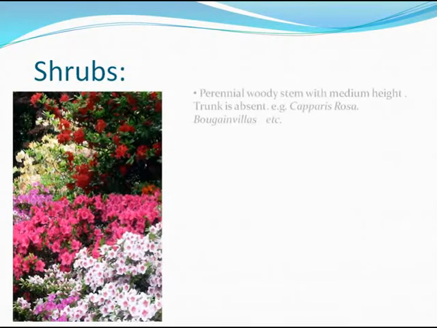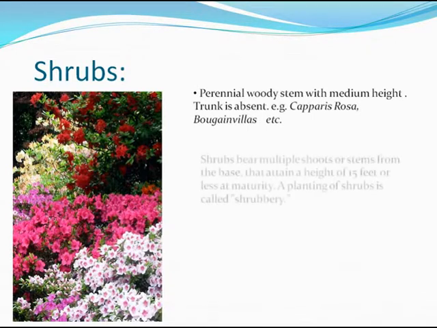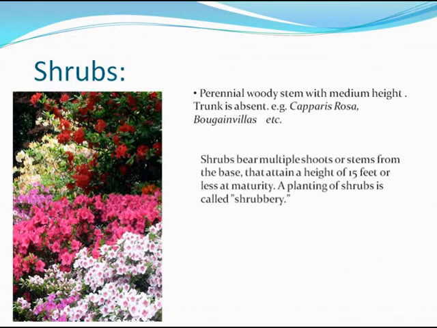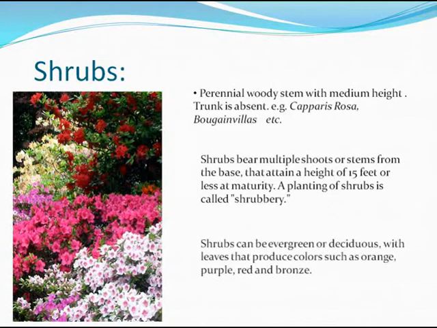Coming to shrubs. They are perennial woody stems with medium height. The trunk is absent. Examples are Capparis roxa and bougainvilleas. They bear multiple shoots or stems from the base that attain a height of 15 feet or less at maturity. A planting of shrubs is called shrubbery. Shrubs can be evergreen or deciduous with leaves that produce colors such as orange, purple, red, and bronze.